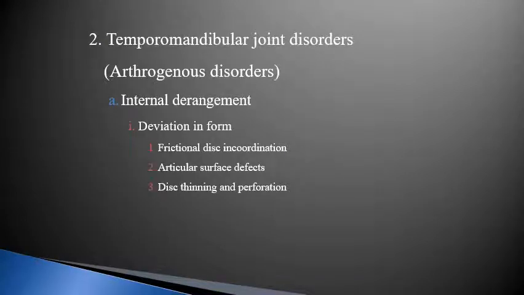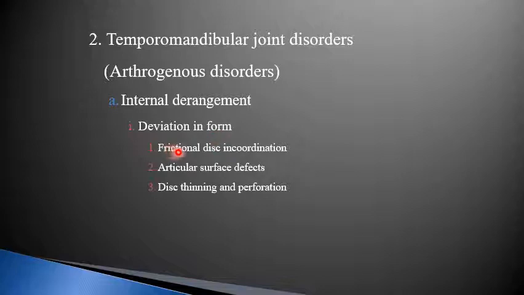Now, the other classification of temporomandibular joint disorder is arthrogenous, that is, the joint per se has disorders. You have the internal derangement, you have deviation in form. Deviation in form is deviation in the form of the function over here.